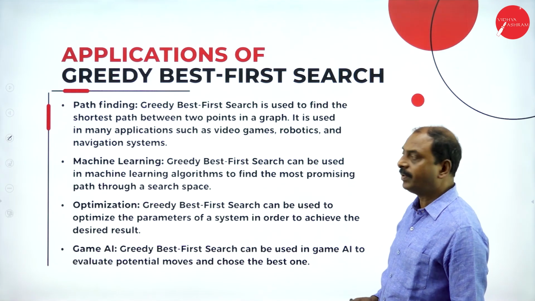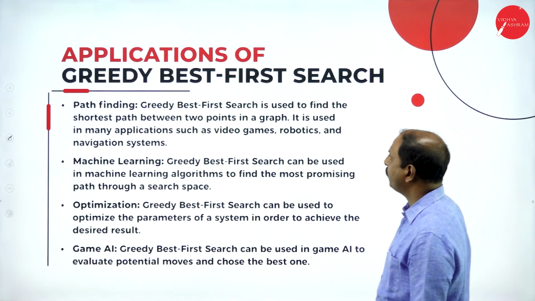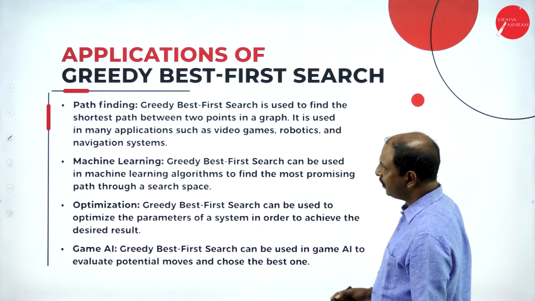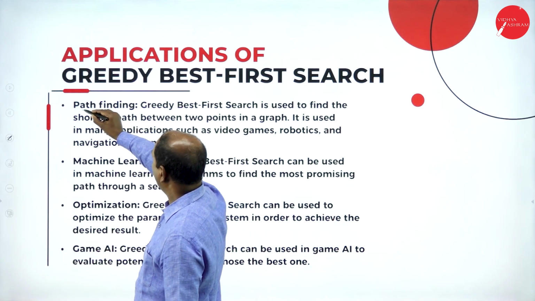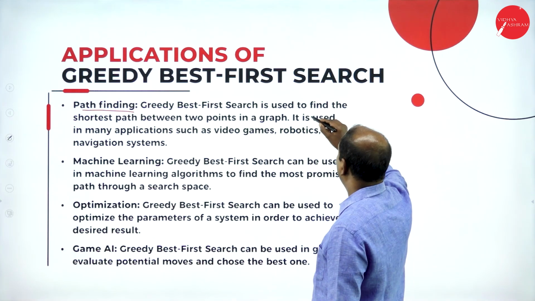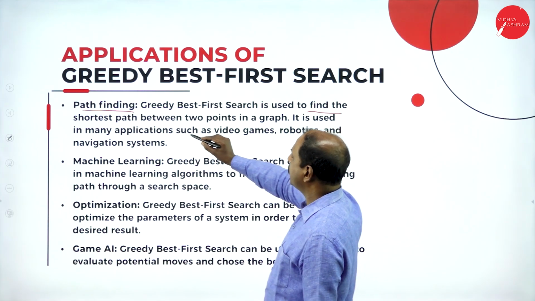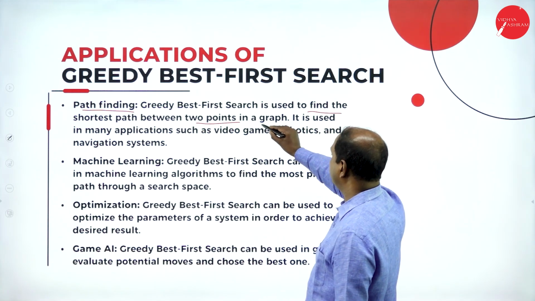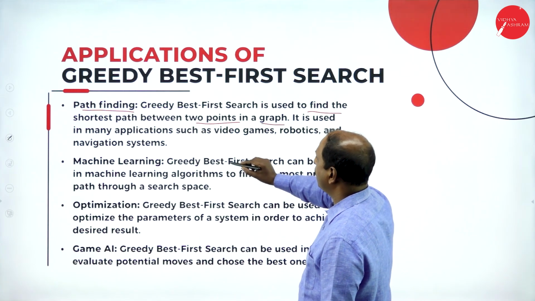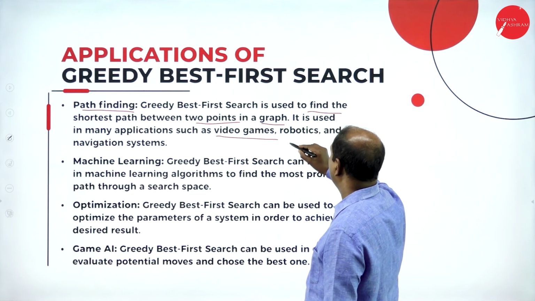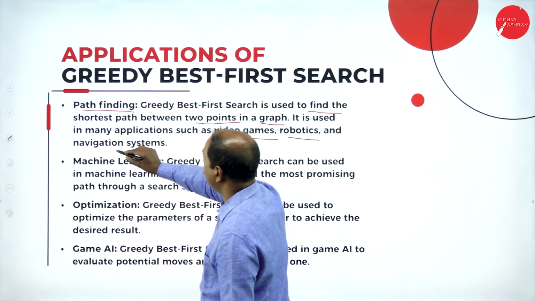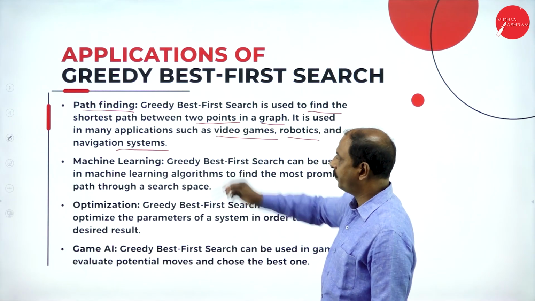In the next slide, we will see applications of the greedy best first search algorithm. One is path finding. Here it is used to find the shortest path between two points in a graph. It is used in many applications such as video games, robotics, and even navigation systems. That is path finding.